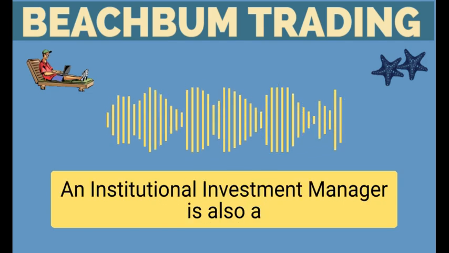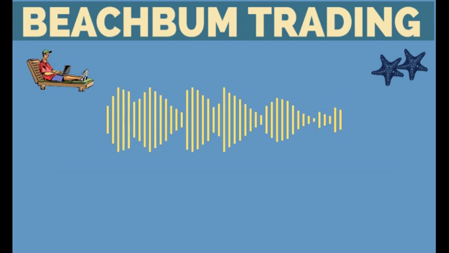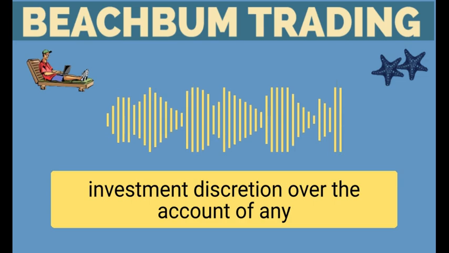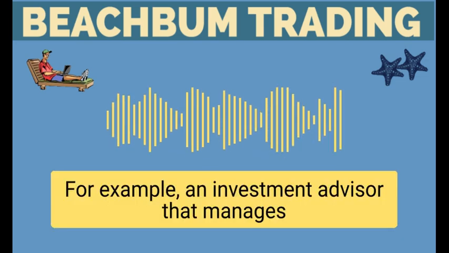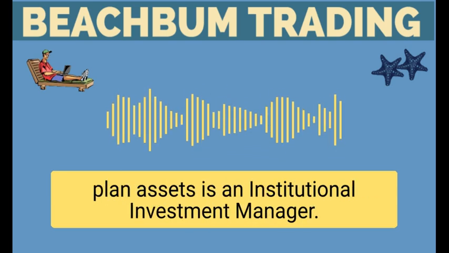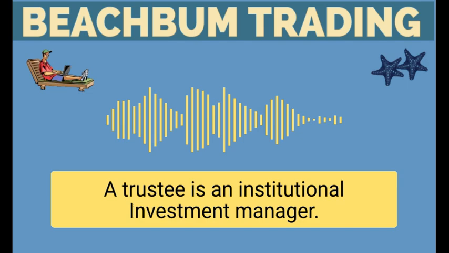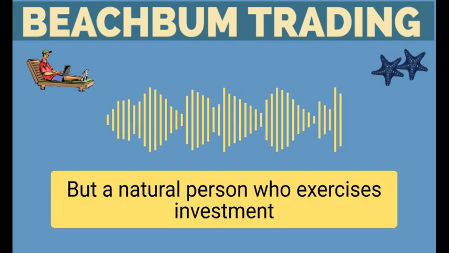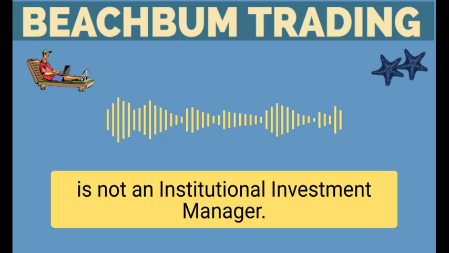An institutional investment manager is also a natural person or an entity that exercises investment discretion over the account of any other natural person or entity. For example, an investment advisor that manages private accounts, mutual fund assets, or pension plan assets is an institutional investment manager. So is the trust department of a bank. A trustee is an institutional investment manager, but a natural person who exercises investment discretion over his or her own account is not an institutional investment manager.